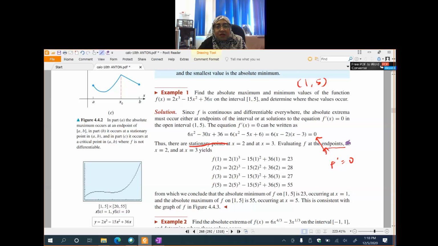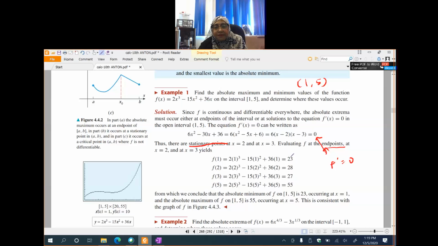We have to check for the endpoints as well. So for the stationary points, you set f prime equal to 0. You factorize and get x equal to 2 and x equal to 3. So there are two stationary points, 2 and 3. And then you will have endpoints, which are at 1 and 5. So you find f of 1, f of 2, f of 3, and f of 5.